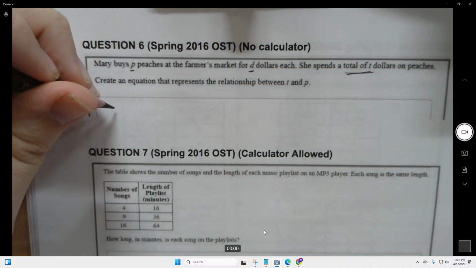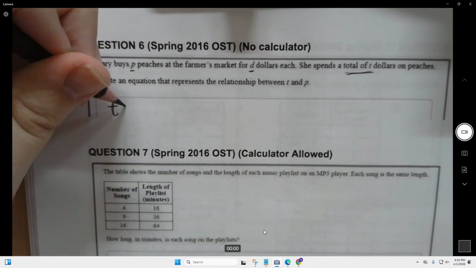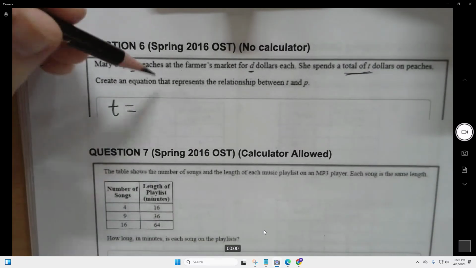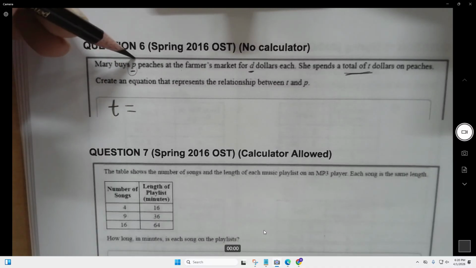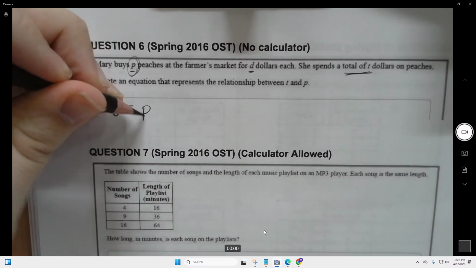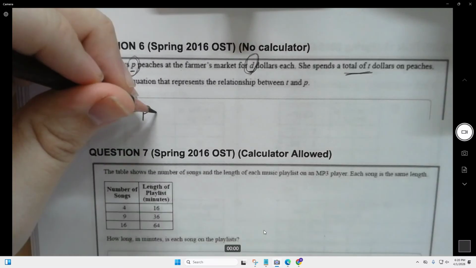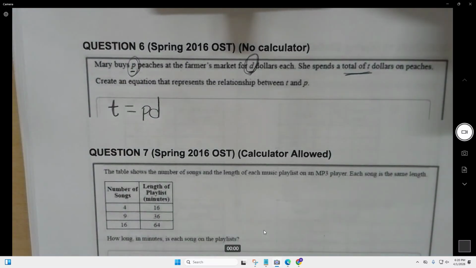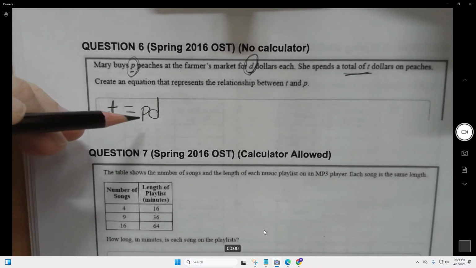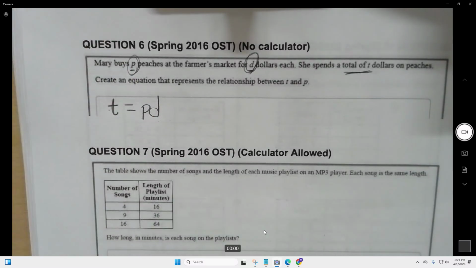So when you see a total of, usually that wants to be on one side of the equal sign. So we're going to put T on this side of the equal sign. Then she buys a certain amount of peaches, P, for D dollars. So you just put T equals P times D. The total amount she spent is equal to the number of peaches times the price. That's it.